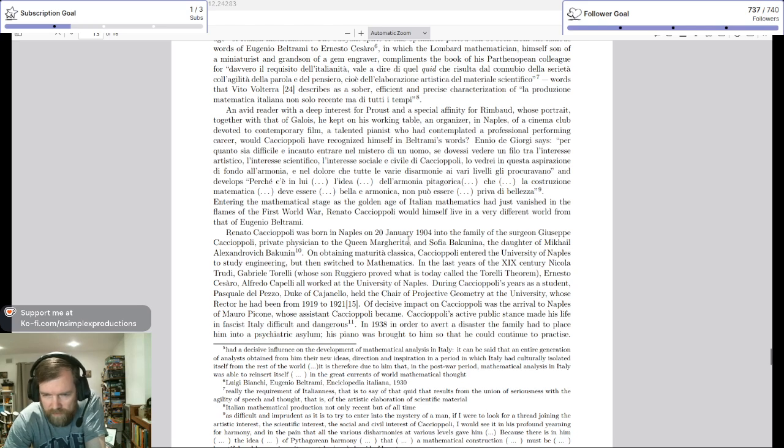Really the requirement of Italianness, that is to say, that quid that results from the union of seriousness with the agility of speech and thought, that is, of the artistic elaboration of scientific material. Words that Vito Volterra describes as a sober, efficient, and precise characterization of Italian mathematical production, not only recent but of all time.